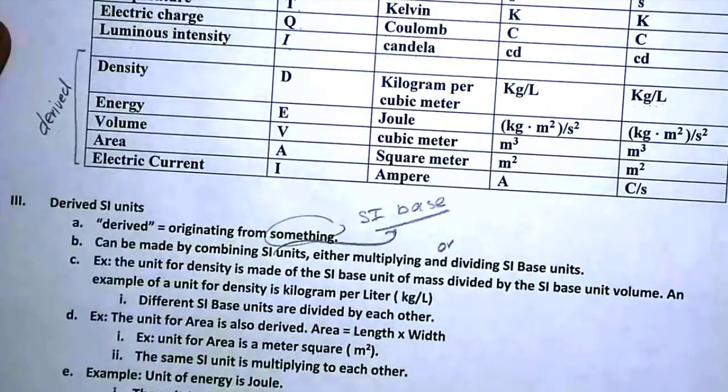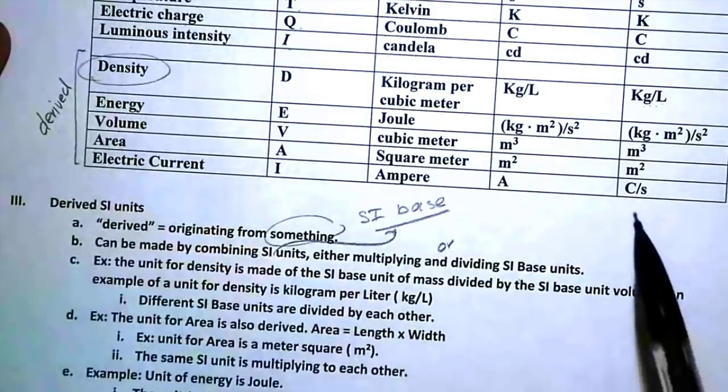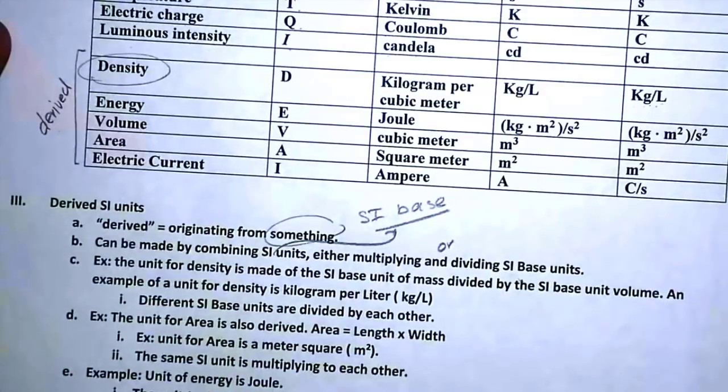For example, we look at density. The unit for density is a derived SI unit because it is basically made up of the SI base unit of mass divided by the SI base unit of volume. An example of a unit for density is kilogram per liter. Notice how we have kg, that's the SI unit kilogram, and then we have L, that's the SI unit for liter. So in this case, different SI base units are divided by each other to make the derived unit density.